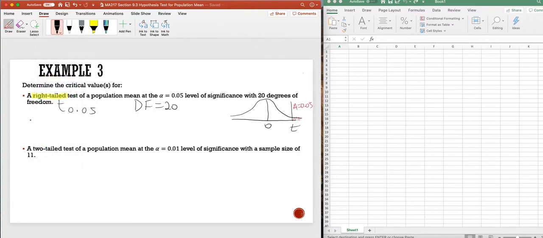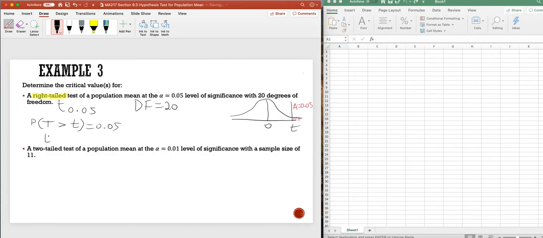So we have the probability that we have a t-value greater than some t-value, I'm just going to call it little t, is equal to 0.05.